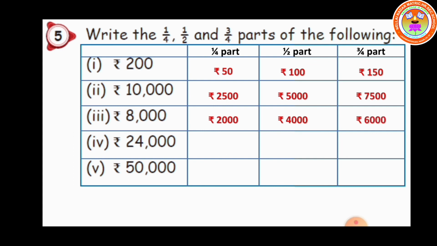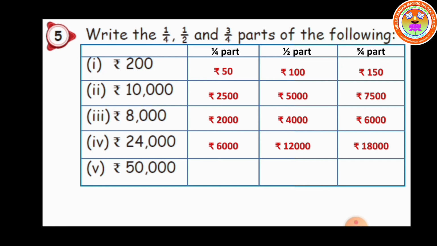Now the next subdivision, fourth one. Rupees 24,000 is given. 1 by 4 part means we have to divide by 4. 24,000 divided by 4 gives rupees 6,000. 1 by 2 part means we have to divide by 2. So 24,000 divided by 2 gives rupees 12,000. 3 by 4 part, adding these two, 6,000 and 12,000, it will give rupees 18,000.